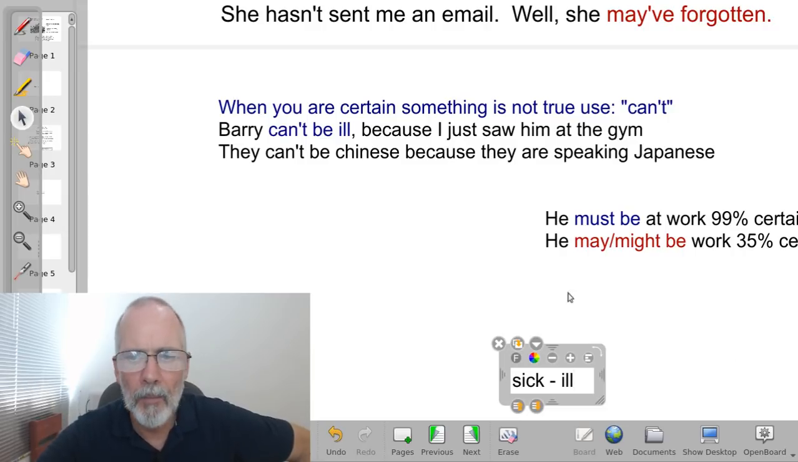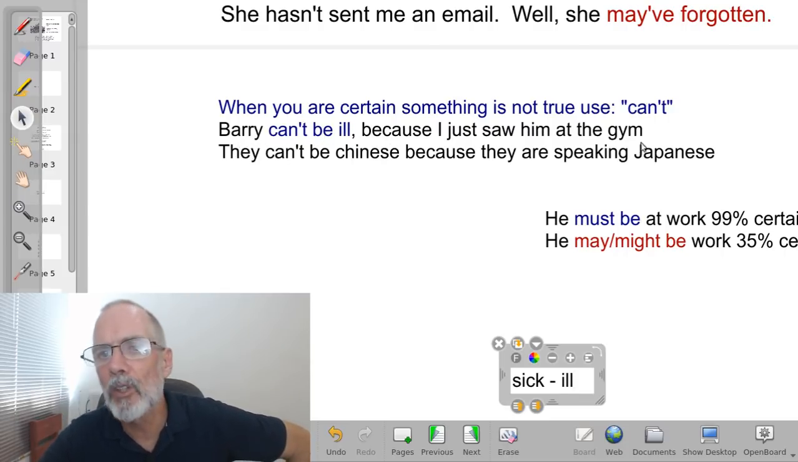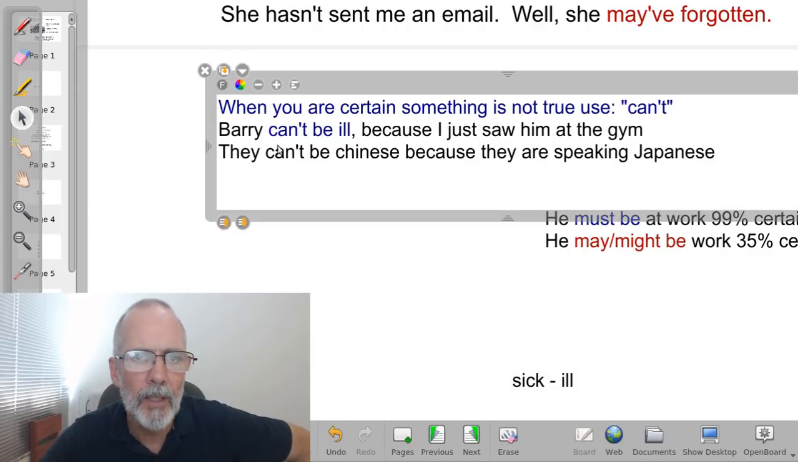So if I saw Barry in the gym, I can make the assumption or the deduction that he is not ill. I'm 99% certain that he's not ill. Barry can't be ill because I saw him at the gym. Again, using the modal, this time it's a negative, cannot, but we don't say cannot, we say can't. Can't be ill because I saw him at the gym.